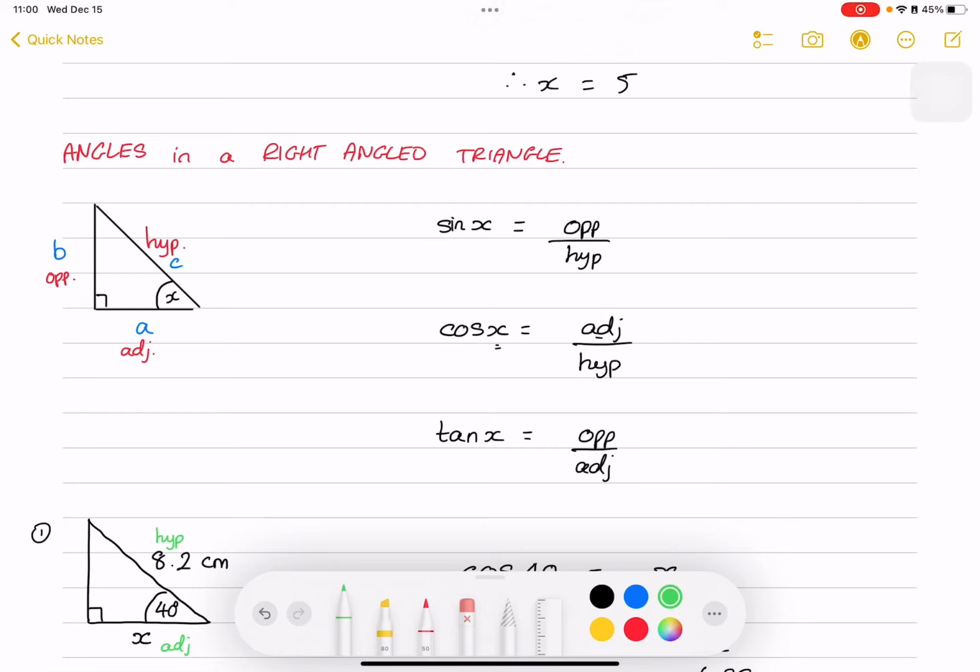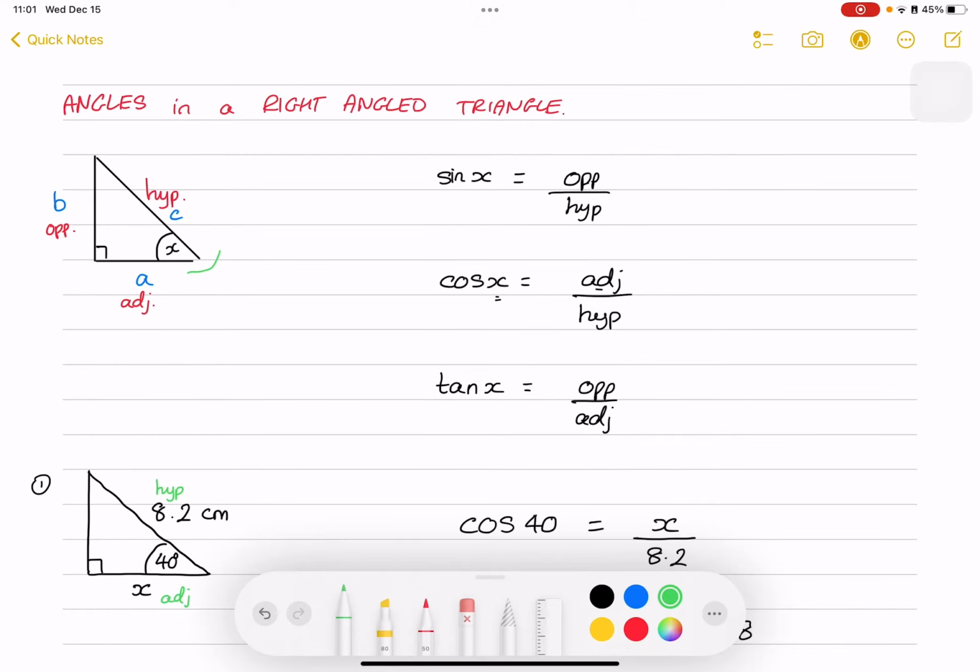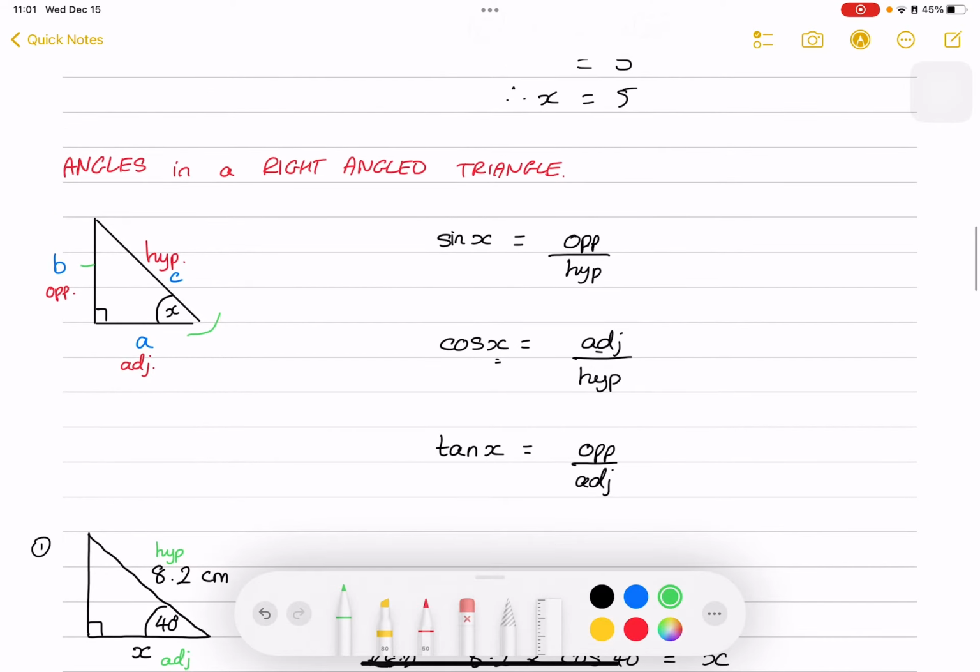Now they give us x as that one in the bottom corner over there, right? That's this one here. So the side that x is resting on is called the adjacent, and the side that is opposite to x, which is this one, is called the opposite. Okay, and this is how we get these three different types of formulae: the sine, cos, and tan.